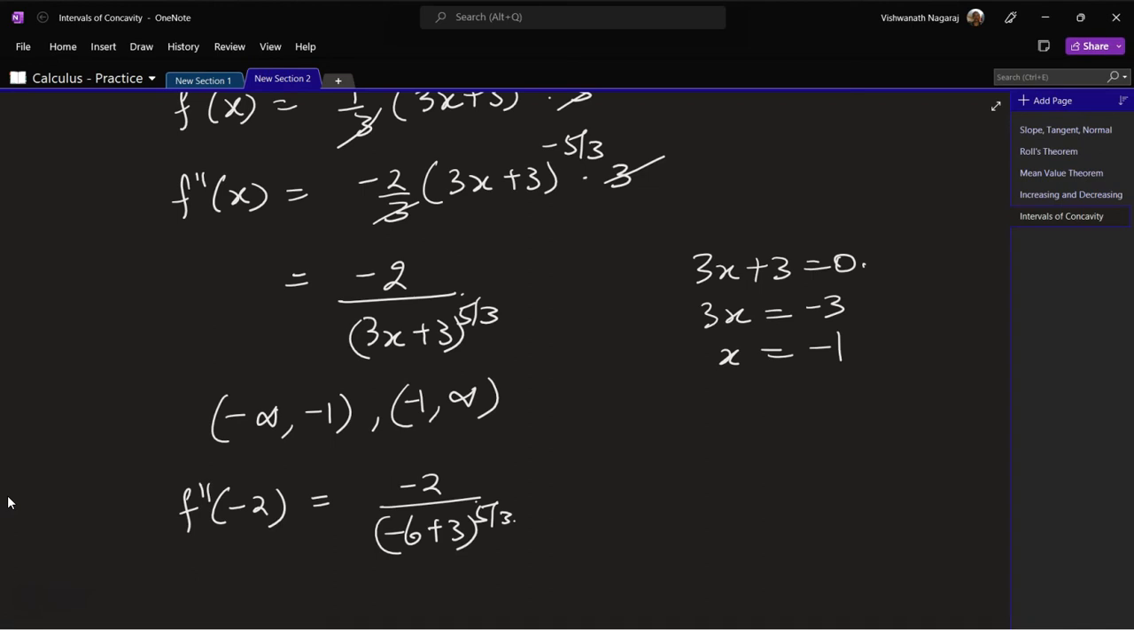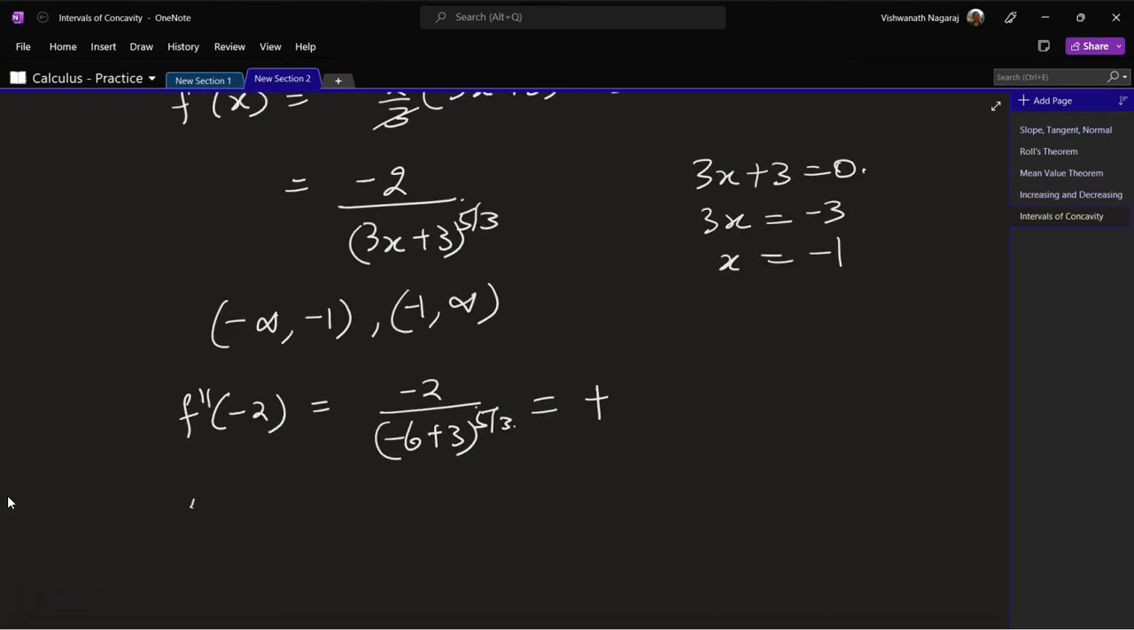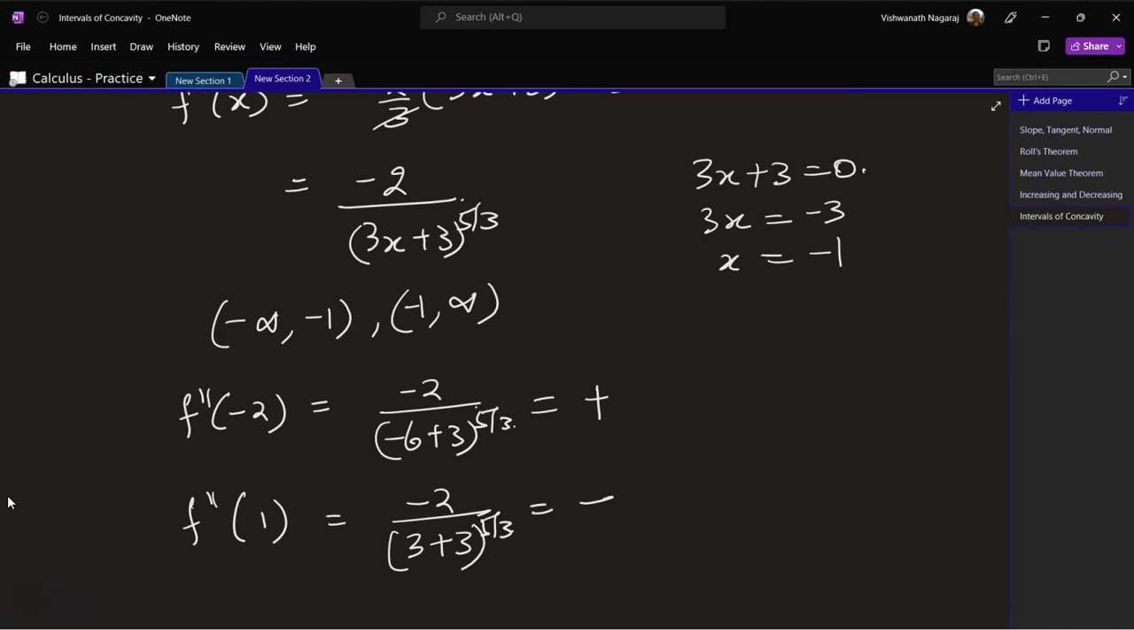Cube root of a negative number is negative, and the fifth power of that is also going to be negative. So negative, negative, positive. Again, f double prime of, say, 1 is equal to minus 2 by 3 plus 3 to the power of 5 by 3. Denominator is going to be positive, so this is going to be negative. So therefore this is concave up and this is concave down.